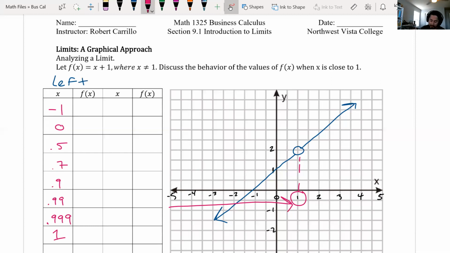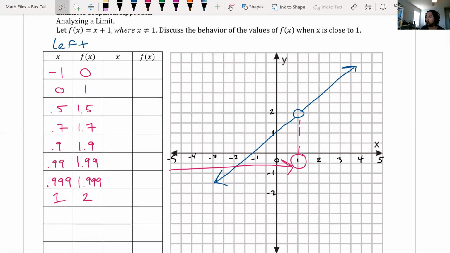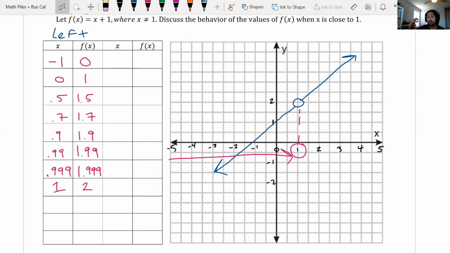All I want you to do now is take all of these numbers and plug them into this function, x plus 1. So basically, all we're going to do to all these numbers is add 1. -1 plus 1, that's 0. 0 plus 1 is 1. Then 1.5, 1.7, 1.9, 1.99, and 1.999. And of course, if we plug in 1, we are going to get a y value of 2.